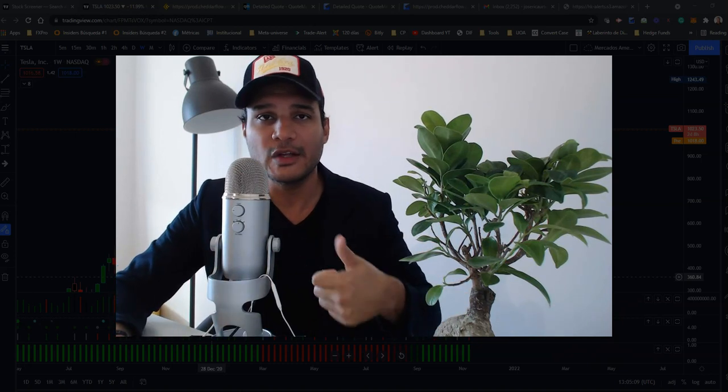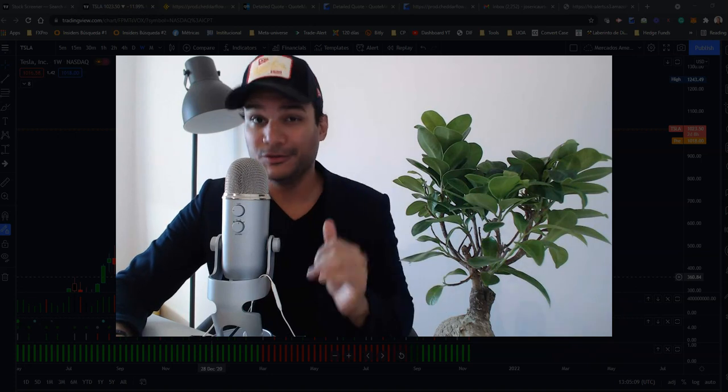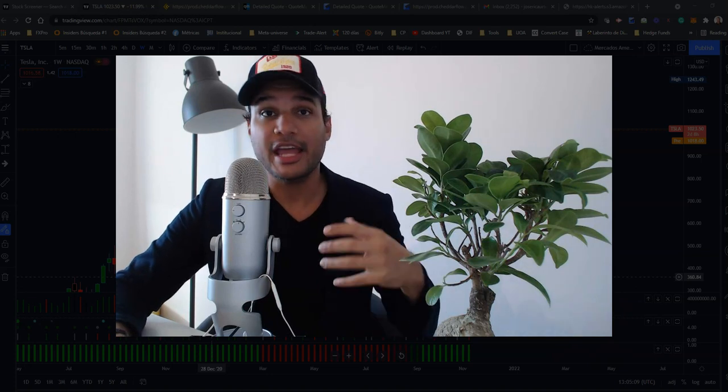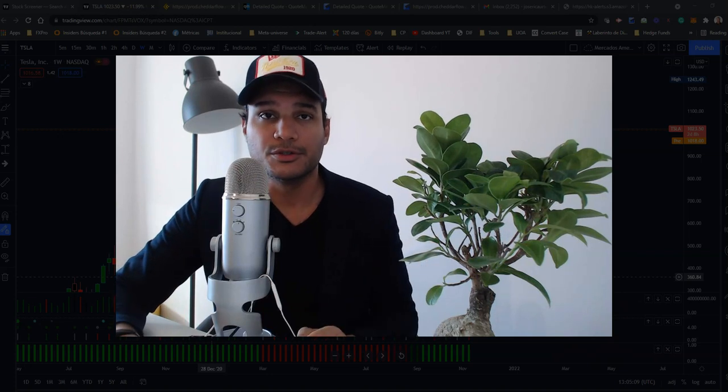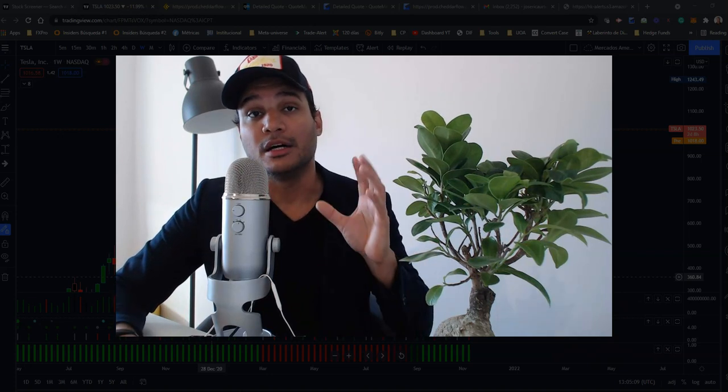I'm going to start with Tesla, then I want to continue reviewing the scanner, see what we have there, and look at the settings that you need to have when you're using Hawkeye Traders on TradingView.